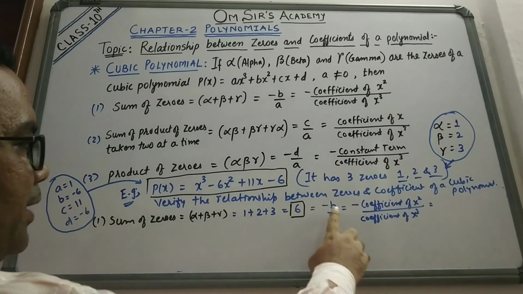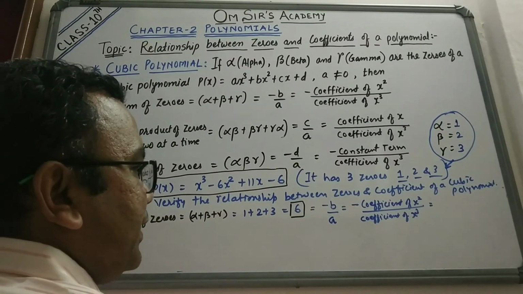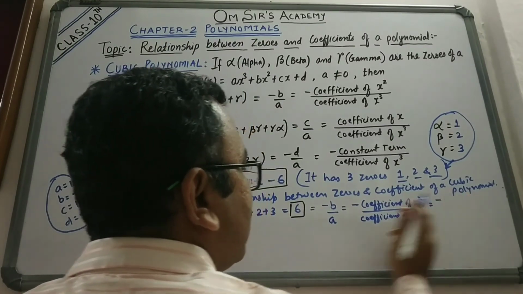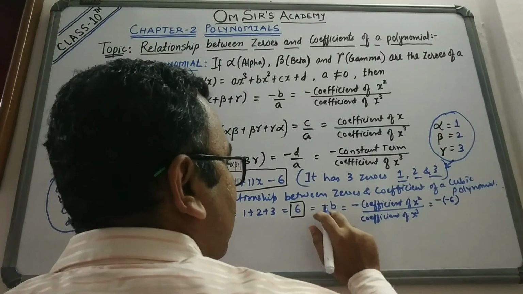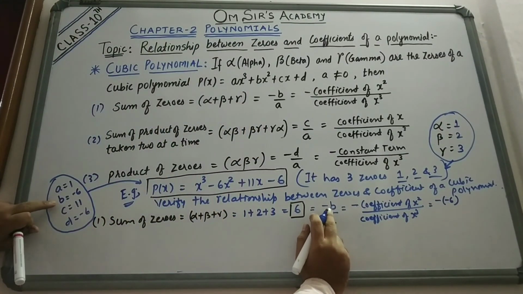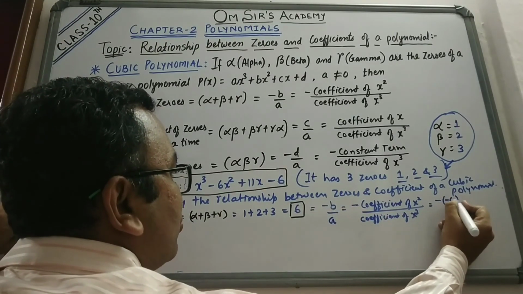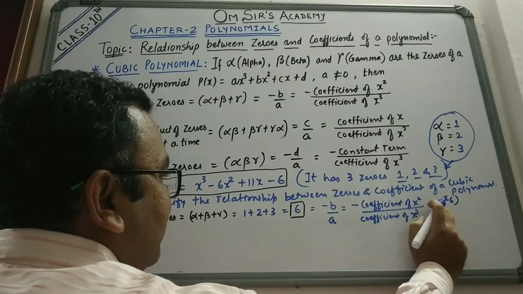Now that should be equal to minus b upon a. Now what is my b? B is minus 6. So friends, what I am doing is minus b is what? Minus, then I am putting the value of b. B is minus 6. So I am putting the value of b into a bracket, and this minus sign I am putting outside the bracket.